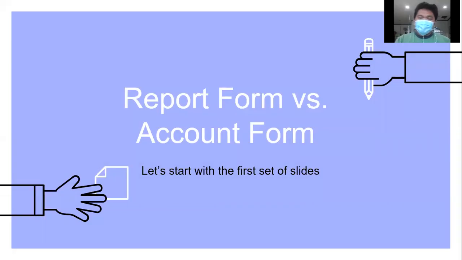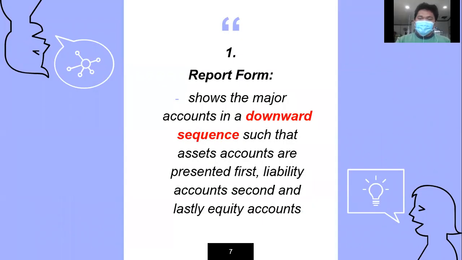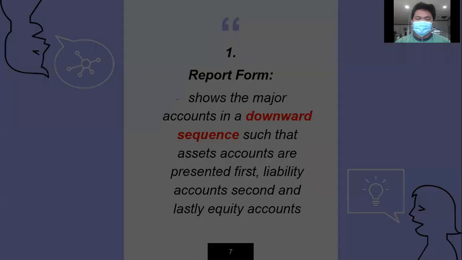So, in preparation of the balance sheet, there are two forms. You have the report form and the account form. The first one is the report form. It shows the major accounts in a downward sequence such that asset accounts are presented first. So, assets first. Second are the liability accounts. And the last one is the equity accounts.